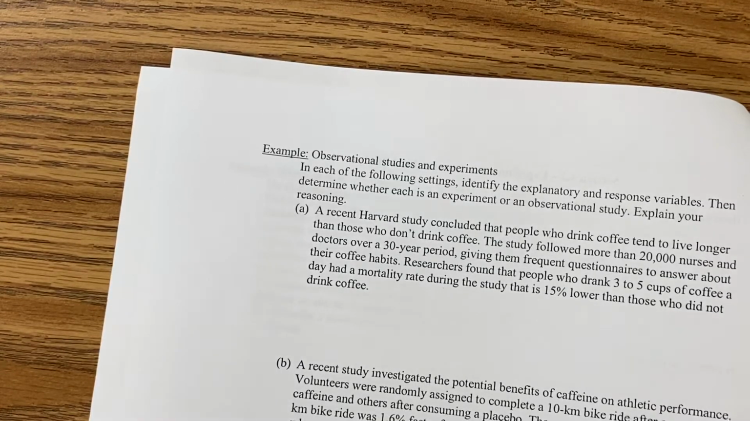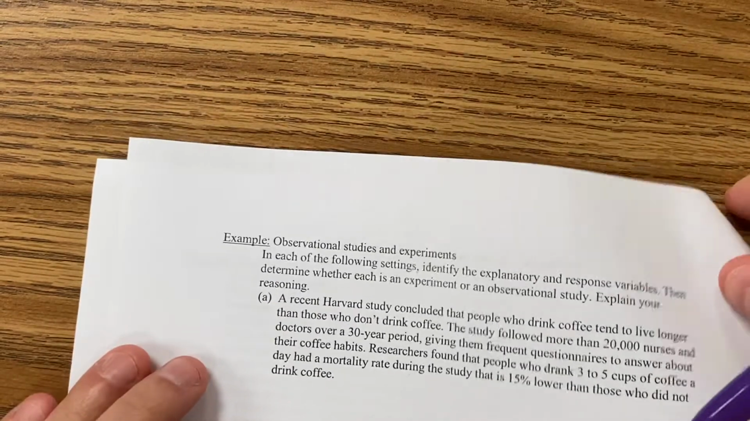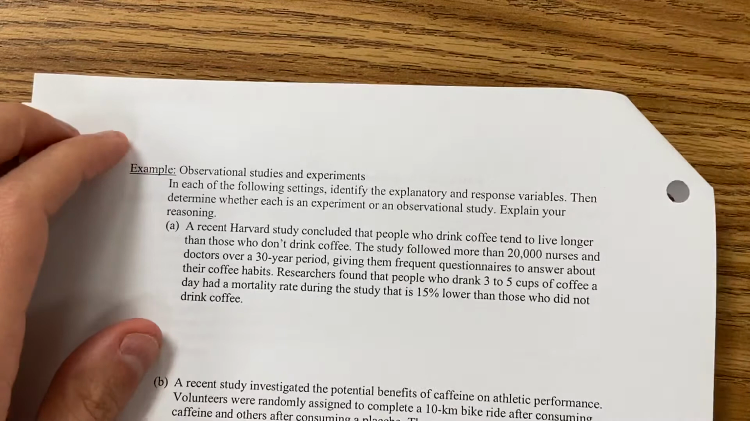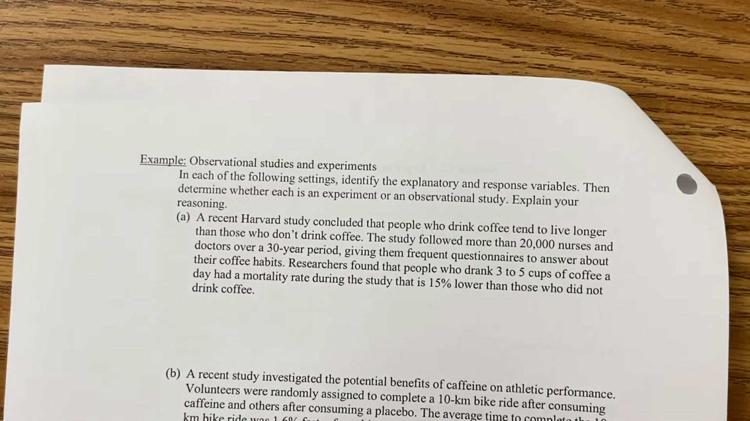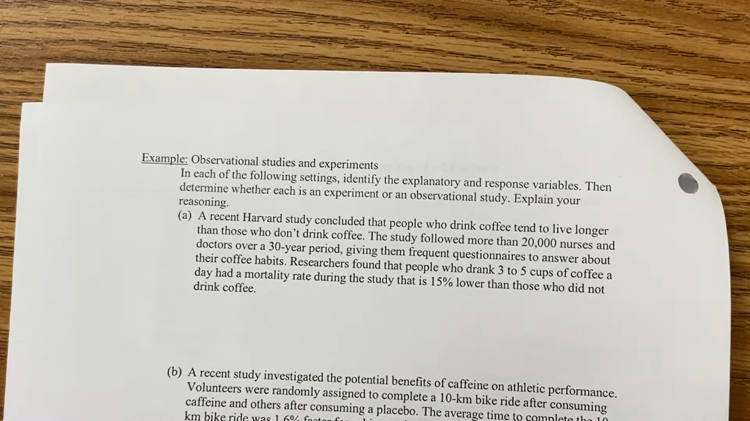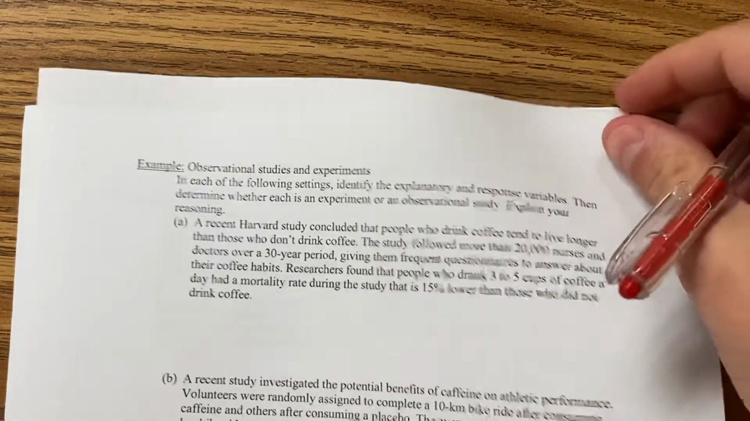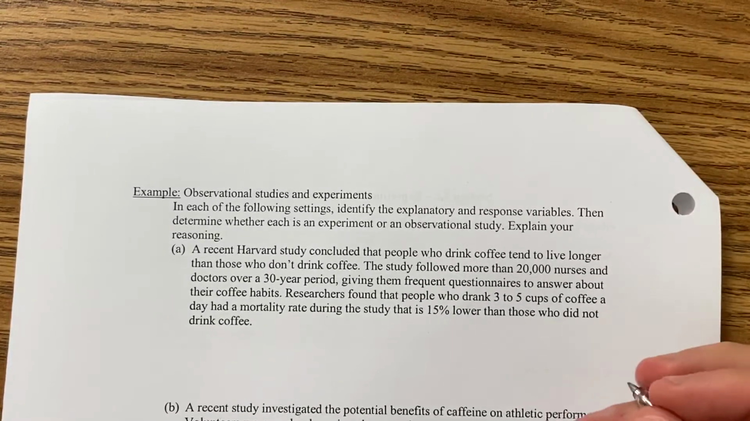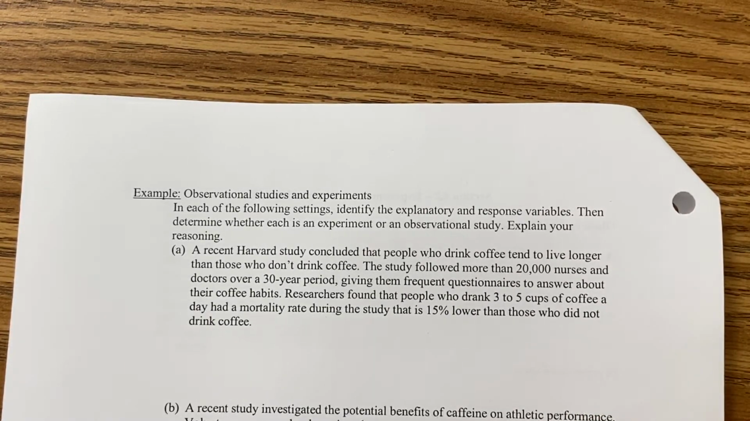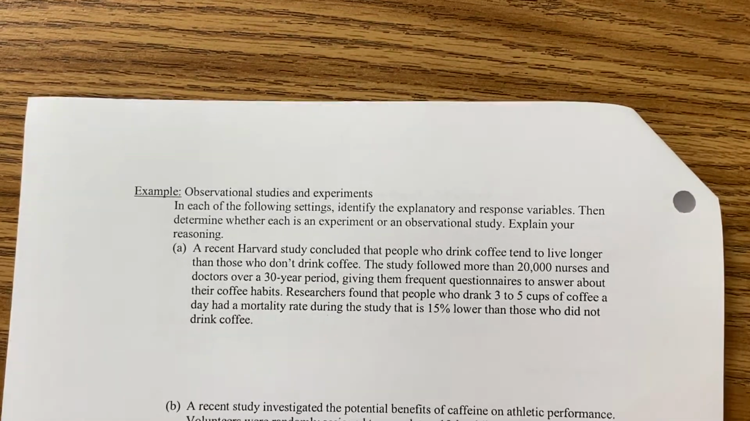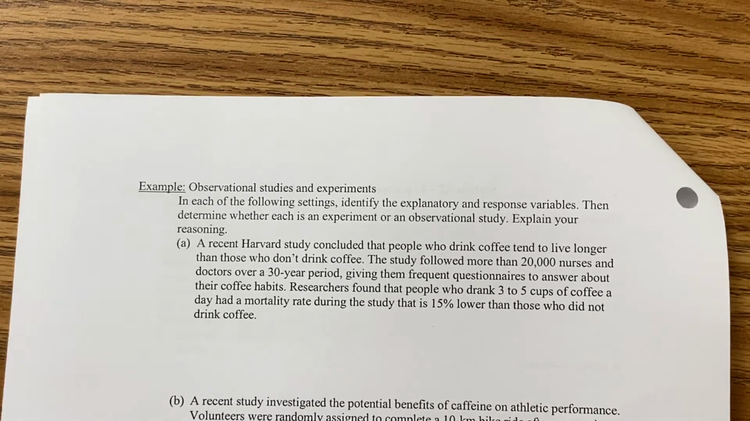Next up. Observational studies and experiments. In each of the following settings, identify the explanatory and response variables. Then determine whether each is an experiment or observational. Explain your reasoning. So these should be pretty short. Okay. A recent Harvard study concluded that people who drink coffee tend to live longer than those who don't drink coffee. The study followed more than 20,000 nurses and doctors over a 30-year period, giving them frequent questionnaires to answer about their coffee habits. Researchers found that people who drank 3 to 5 cups of coffee a day had a mortality rate during the study that's 50% lower than those who did not.